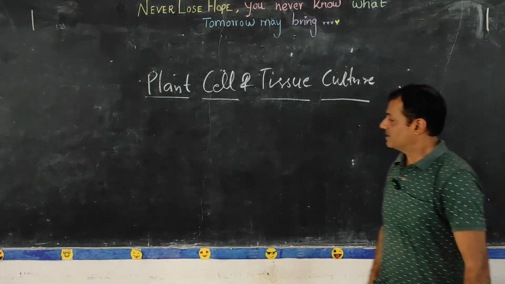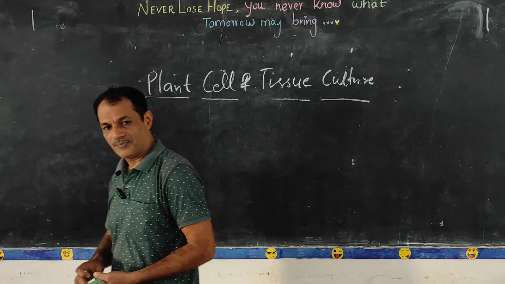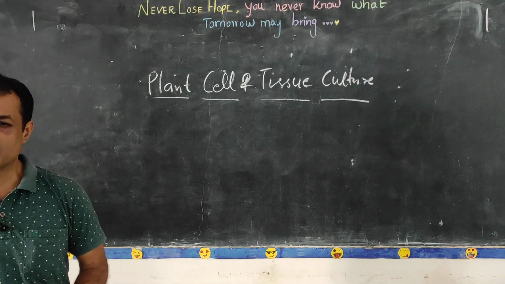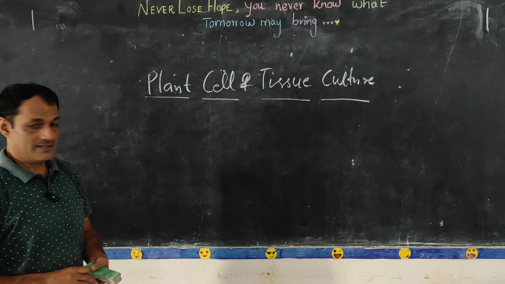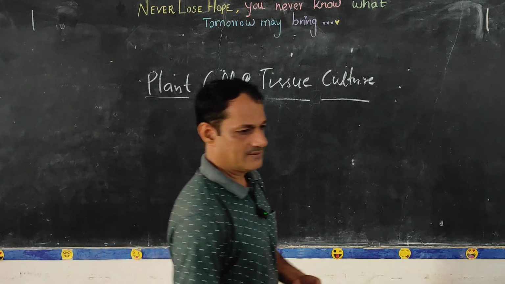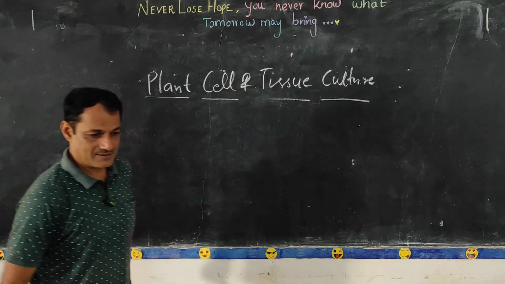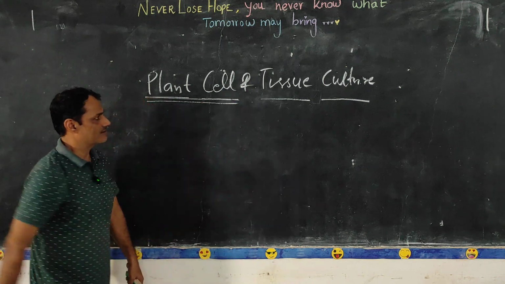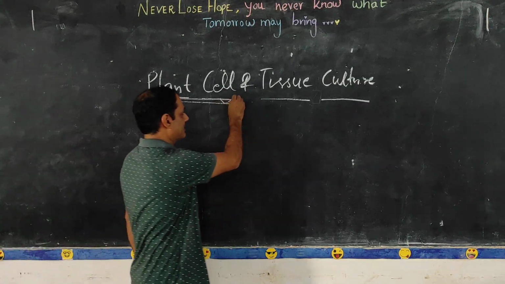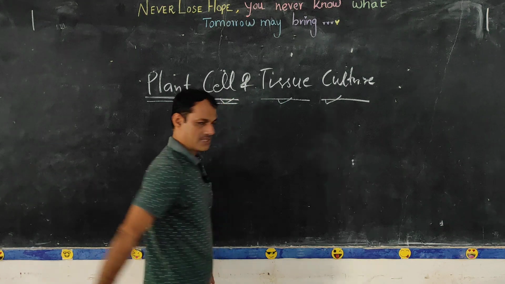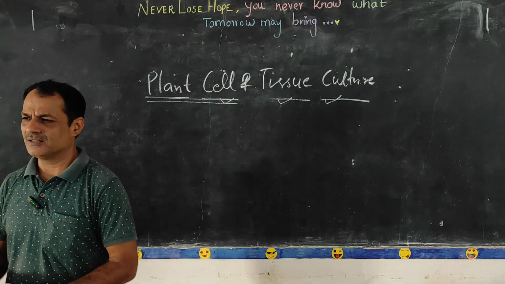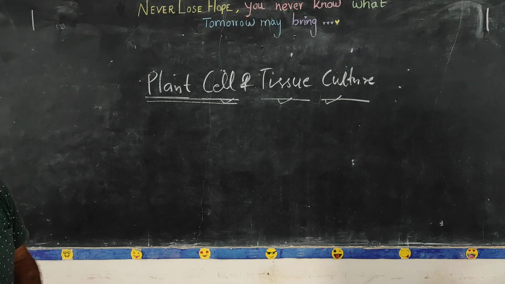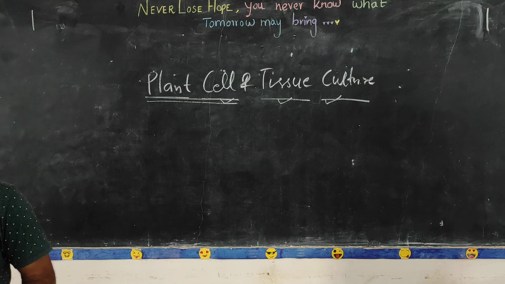Today's topic is plant cell and tissue culture. I am going to tell you in the simplest way what plant cell and tissue culture is. To understand that, we have to understand what a plant cell is first, then only can we understand cell and tissue culture, right? It's a very basic thing of plant biotechnology. Plant biotechnology starts from plant cell and tissue culture only, right?